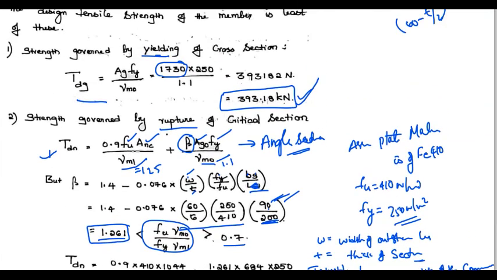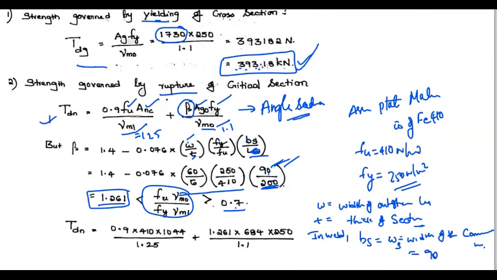But remember, when the force exceeds 393, it is already failing by yielding. It is already failed. That is the reason the least of these three strengths is taken as the strength, because if failure happens in any one of these, it is said to be failed. Even if the force is a little bit greater than 393, it is going to yield and fail. There is no talking about the strength of rupture at that situation.